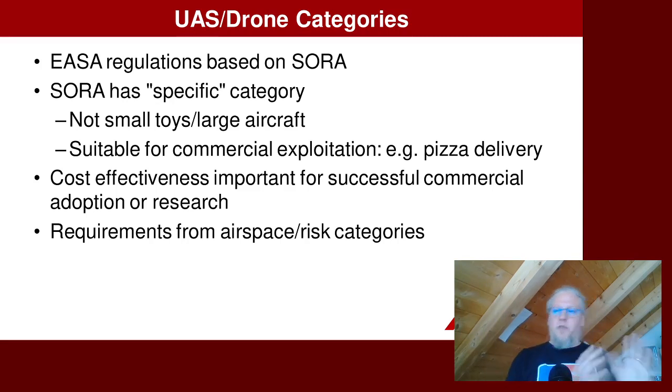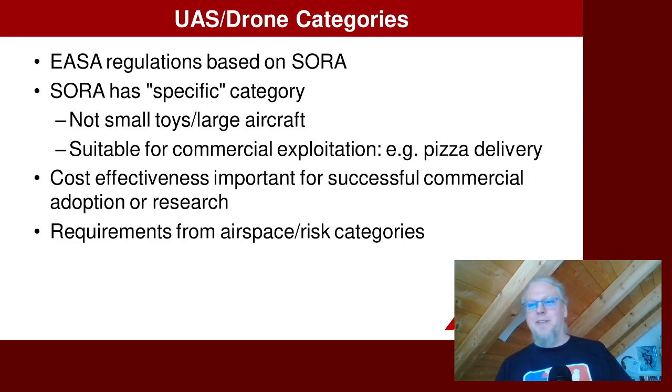The specific category is not small toys on the one hand, that you have to fly line of sight with your controller in your hand all the time anyway, and it's not large aircraft that maybe the military uses and has different regulations anyway. We're looking at the specific category because this allows mid-sized drones, and this allows commercial exploitation, or it can be used for research. And so different criteria apply to how to use them. And one of the commercial exploitations that gets thrown around all the time is the pizza delivery, right? So think mid-sized drones that can carry a couple of pizzas.